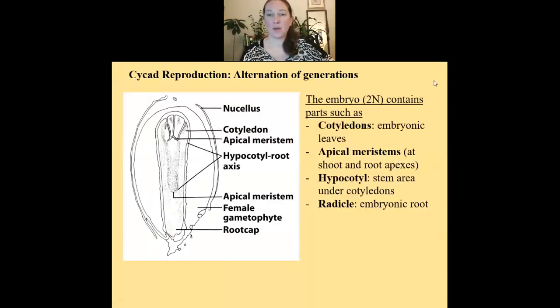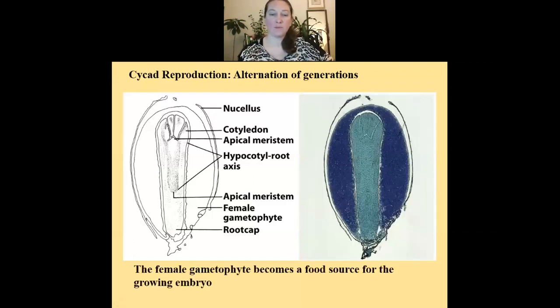We don't have to spend much time on this today, but just know that there are different parts of an embryo, including embryonic leaves, what will become the roots and the shoots, parts of the stem, and embryonic root. We'll talk more about that another time. But the main take-home message here is, the green thing here is the embryo, and the blue stuff around it is the female gametophyte plant. And in gymnosperms, the embryo consumes the female gametophyte plant as a food source as it grows.